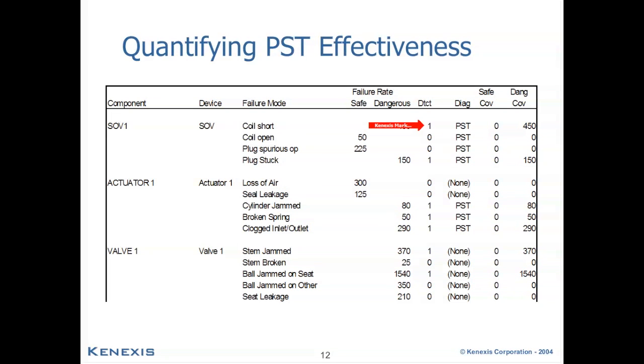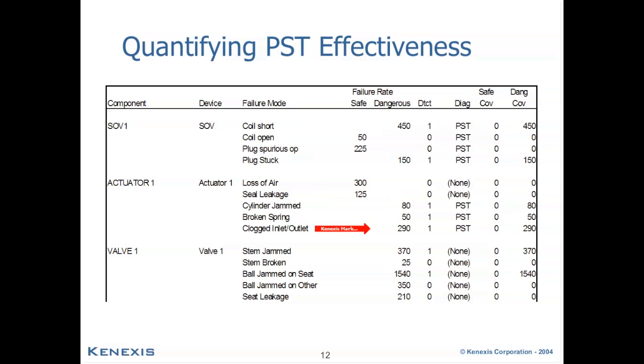A stuck plunger in the SOV, for the same reasons, should be detectable. If you command the SOV to de-energize, and the SOV plunger is stuck, the valve isn't going to move, and your partial stroke test will fail. Similarly, a jammed cylinder on the actuator should be testable. A broken spring in the actuator should be testable. And clogged inlets and outlets. So basically, everything in the SOV and everything in the actuator should be detectable with a partial stroke test.